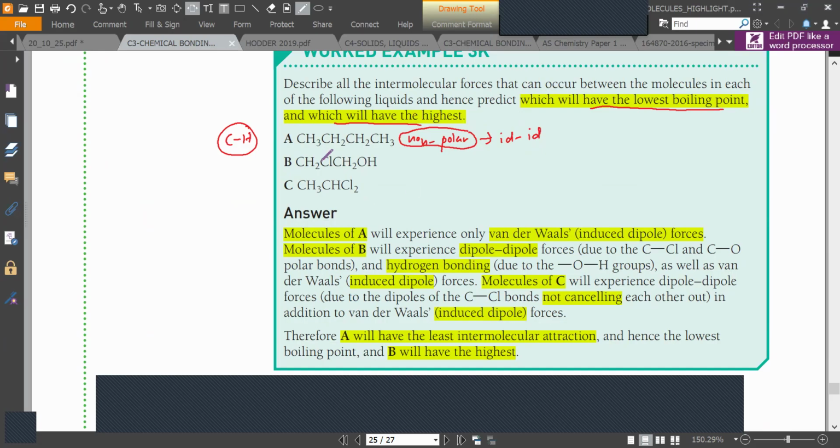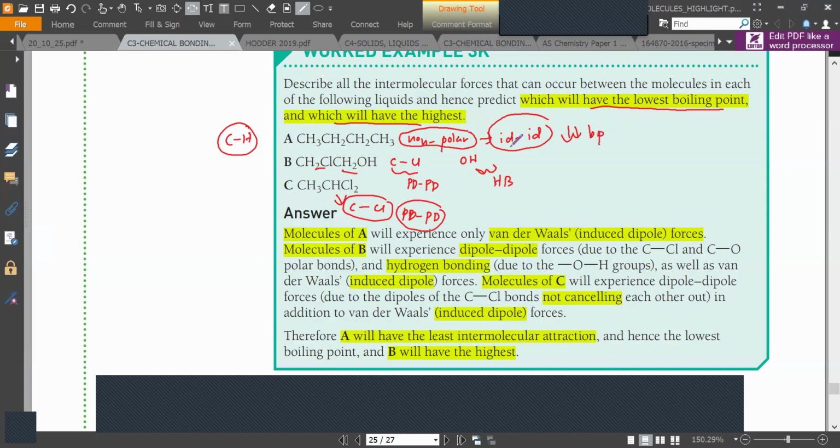Okay, so this one we see we have the C-Cl bond, and we also have the OH. So this one we will have the permanent dipole, and we also have the hydrogen bonding. And then this one we have the C-Cl, so this one we have the permanent dipole only.